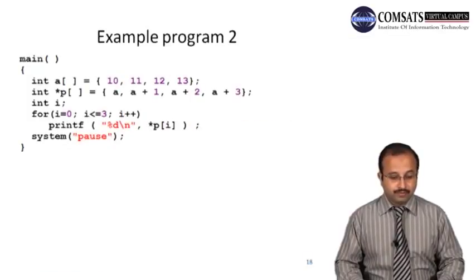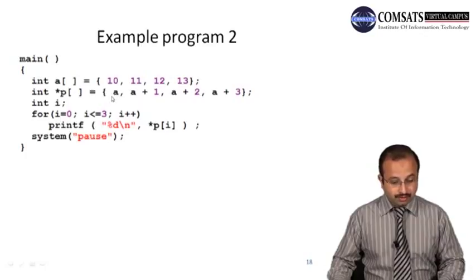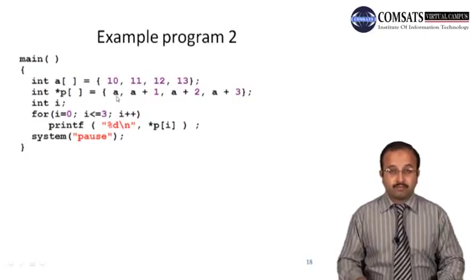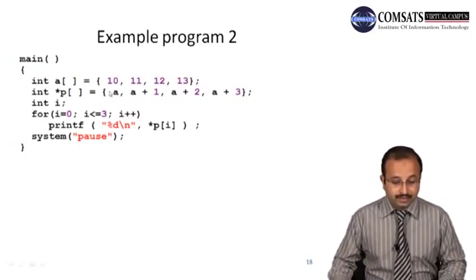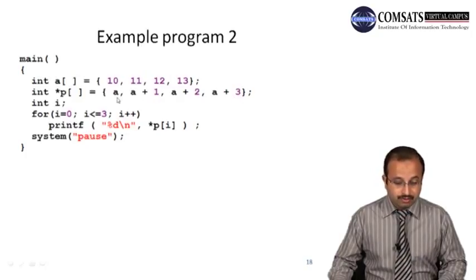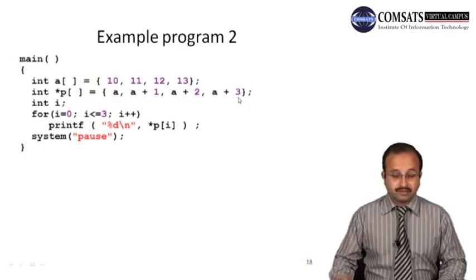Now let's see the example program 2. In this program we are first declaring an ordinary array which contains 4 elements, so the size of that array is 4, and then we have an array of pointers, which also contains 4 elements. The first value we are going to assign to this array of pointers is the base address of that array a, and then the address of the 2nd element, the address of the 3rd element, the address of the 4th element. Or we can say this is the address of the 0th index element, this is the address of the 1st index element, this is the address of the 2nd index element, this is the address of the 3rd index element, right?